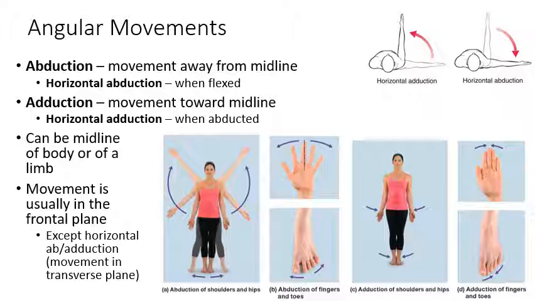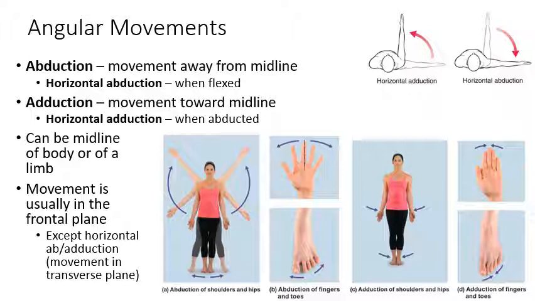Same thing with your legs. When your legs are together and straight, then they are adducted. If you spread them apart, you are abducting them, moving them away from the midline. And you can also abduct and adduct your fingers and your toes as well. So when you spread your fingers apart, you are abducting them, moving them away from the midline of the limb. When you put your fingers together, you are adducting them, moving them in toward the midline of that limb, and the same thing for your toes.